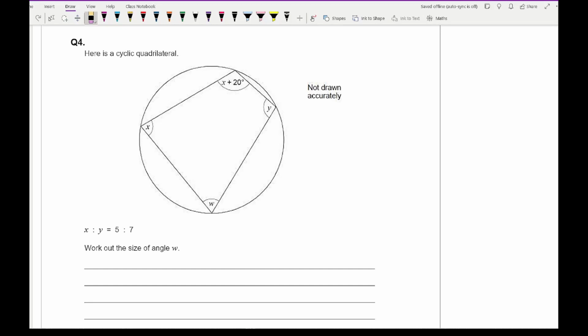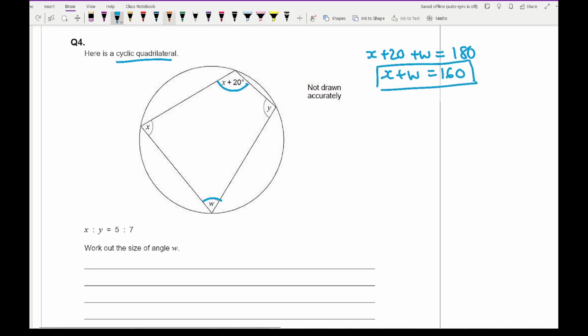Now looking at question 4, it says here is a cyclic quadrilateral, and we need to work out the size of angle W. So let's have a look at the circle theorems that we know and what we know about a cyclic quadrilateral. What we should know is that opposite angles add up to 180. So I've got x plus 20 plus W equals 180, and if I do a bit of rearranging, I get x plus W equals 160. I'm just going to put a little box around that because that's something that I did need to know.